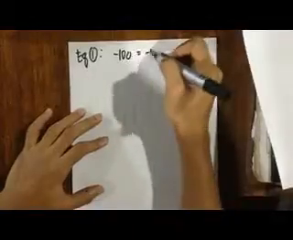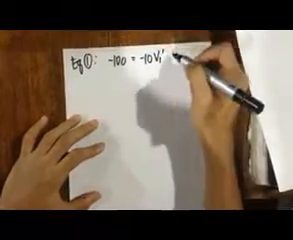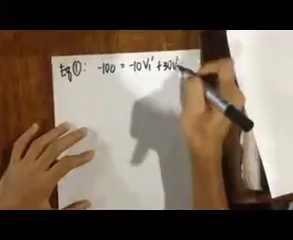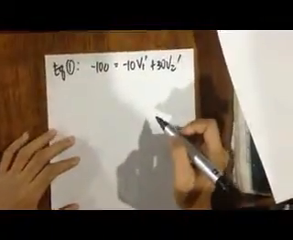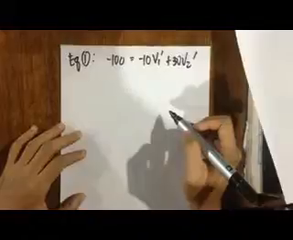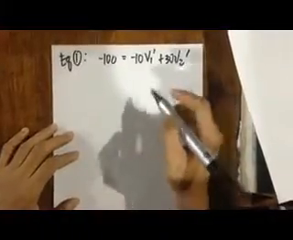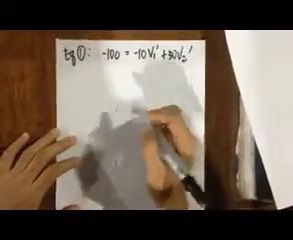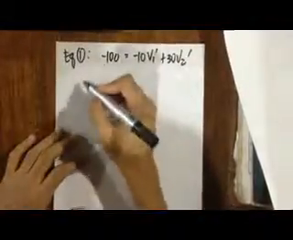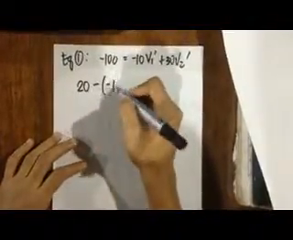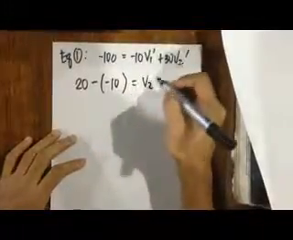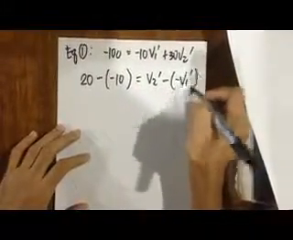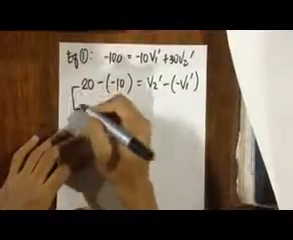Let's solve the problem. I'll just copy again equation number 1, which is negative 100 equal to negative 10 v1 prime plus 30 v2 prime. So this will be our equation number 1. And for equation number 2, we just have to simplify: 20 minus negative 10 is equal to v2 prime minus negative v1 prime. We have to simplify this equation.